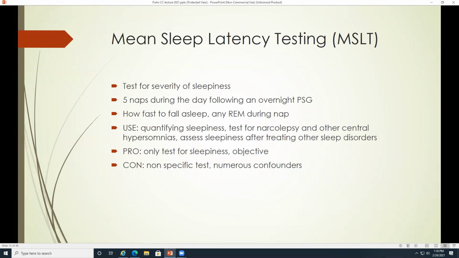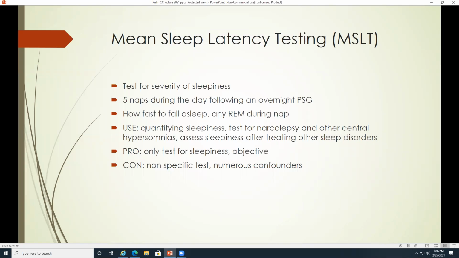So that was the traditional in-lab type things that you would use for sleep disordered breathing. Now some of the specialized tests, and this stuff could be on your boards as well. Mean sleep latency testing. This is the test for severity of sleepiness. This requires 5 naps done during the day.